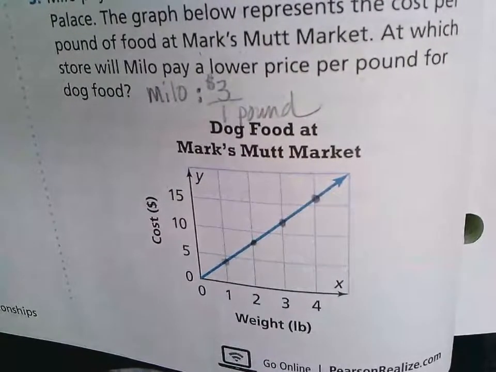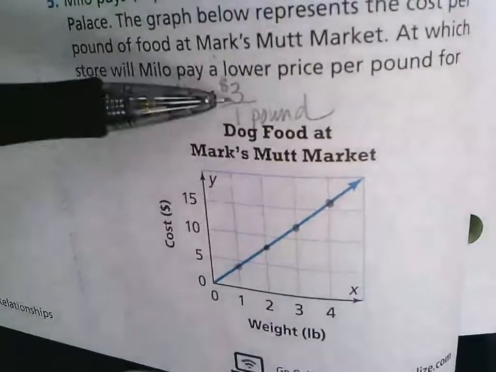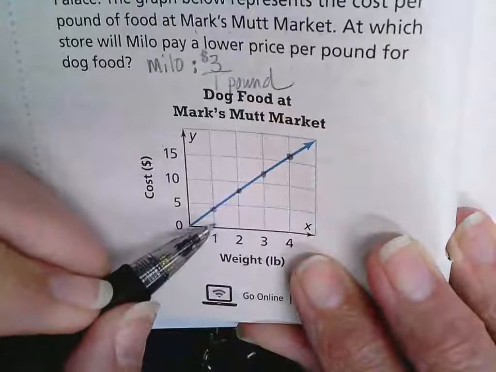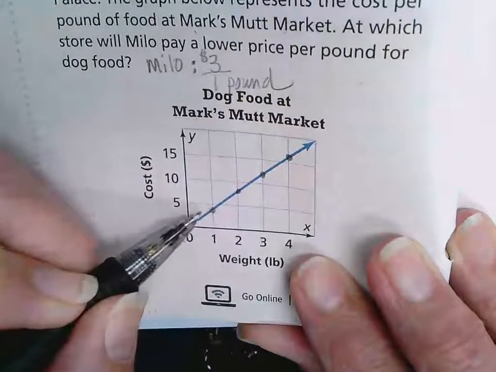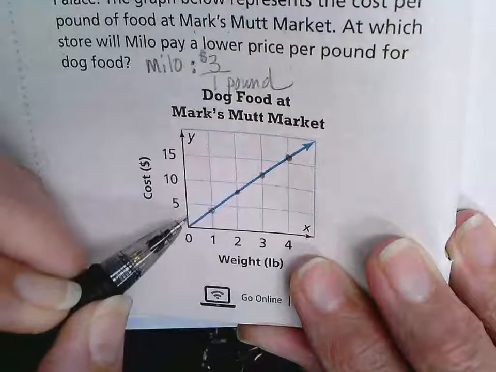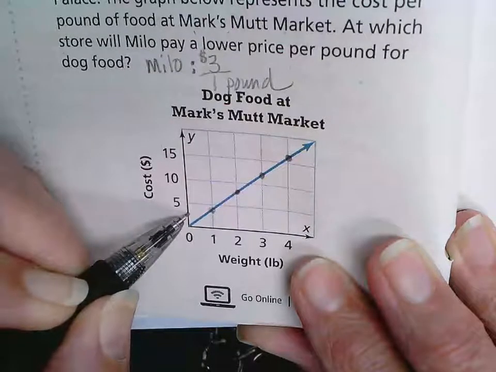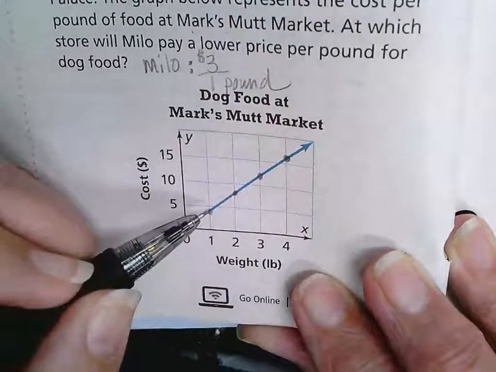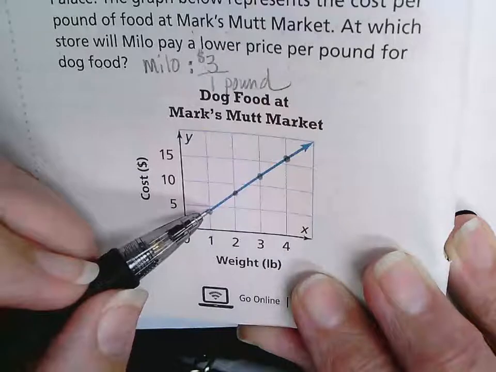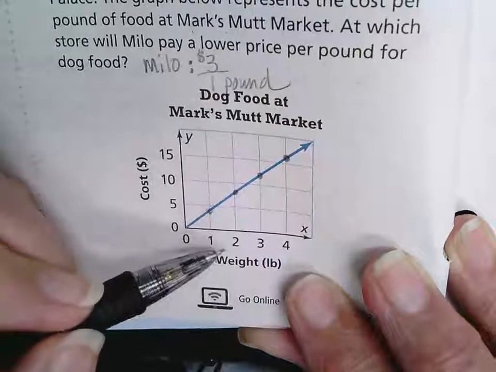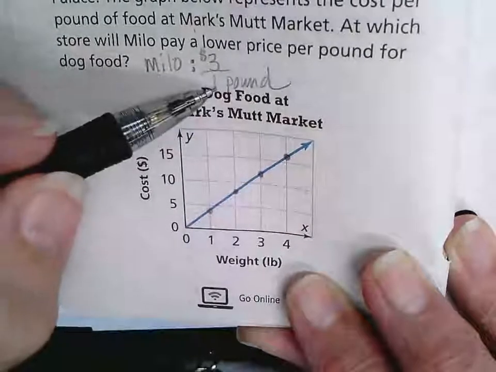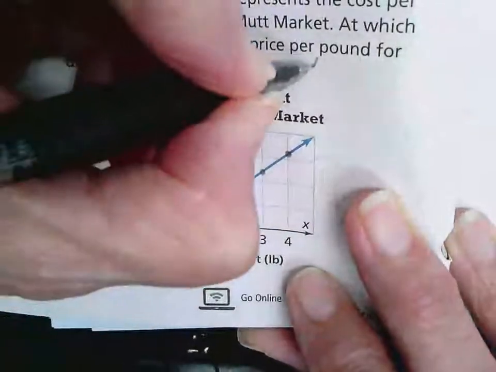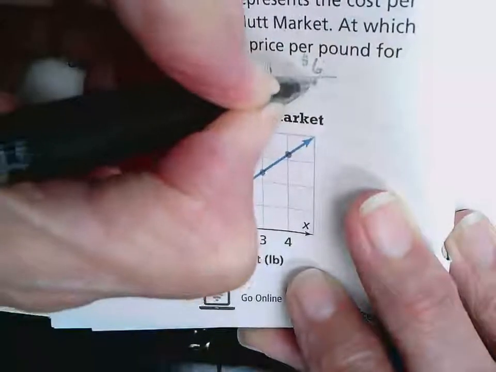But what we can do is look at what we are given, $3 per pound, and look at our graph. Well, this does look like it's more than halfway. Halfway would be 2.5, but is that 3 or is that 4? Is that $3.92? It's just difficult to tell. So let's ask ourselves, well, what if Milo bought 2 pounds? And if Milo bought 2 pounds, it would be $6 for 2 pounds.